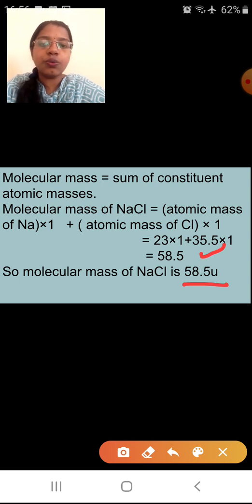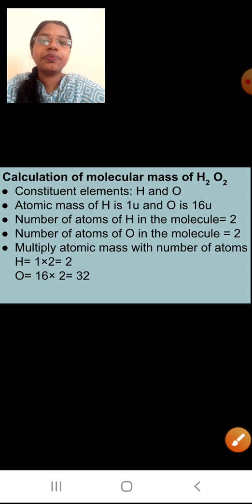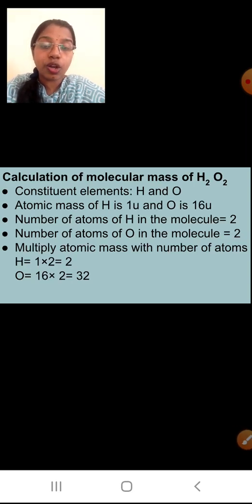Now one more example so that you will understand it better. Calculation of molecular mass of H2O2. H2O2 is hydrogen peroxide. Constituent elements again: what are the constituent elements? H and O, that is hydrogen and oxygen. Atomic mass of hydrogen is 1 U and oxygen is 16 U.